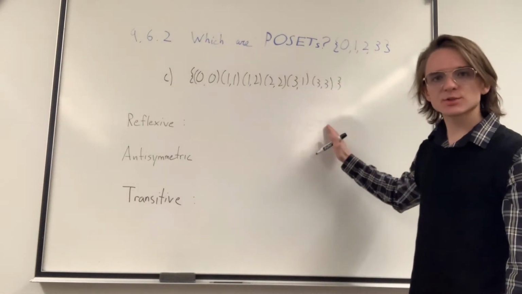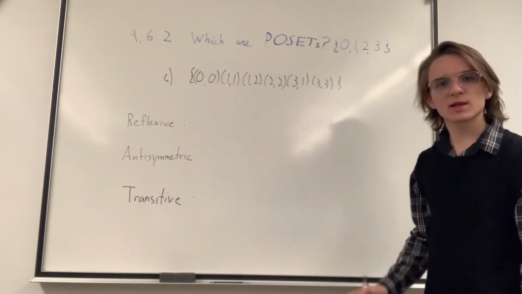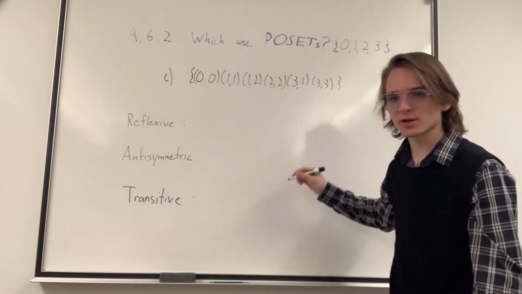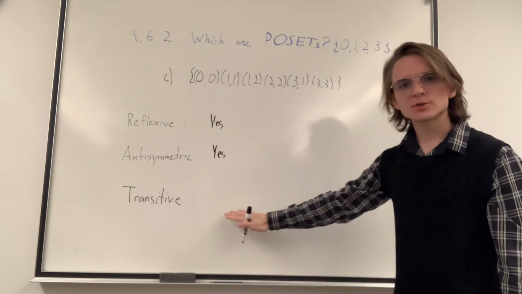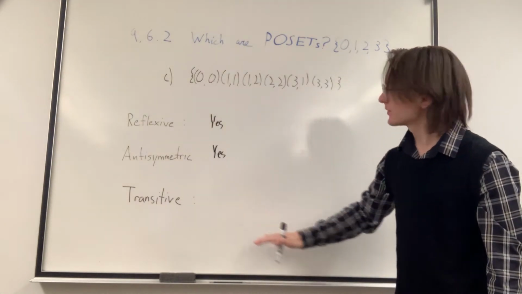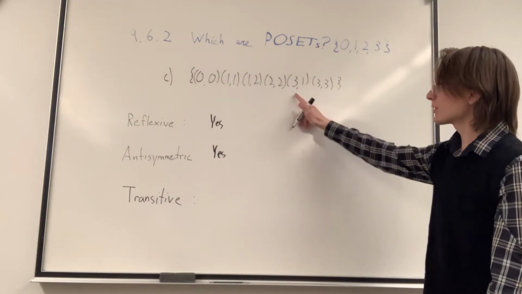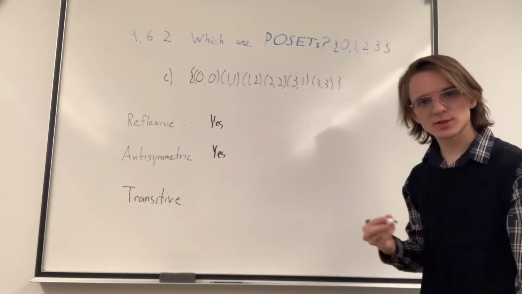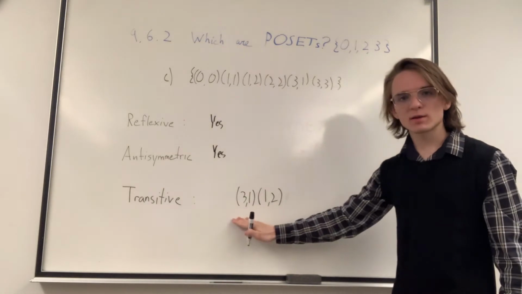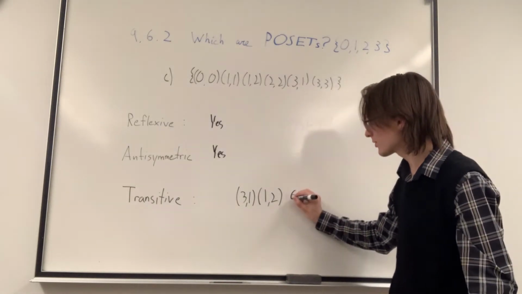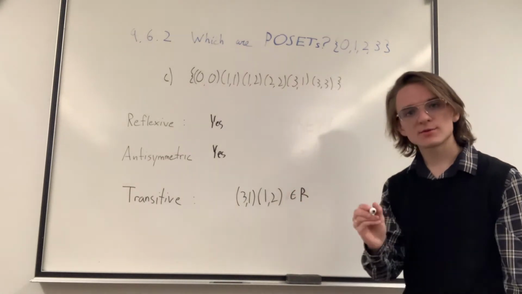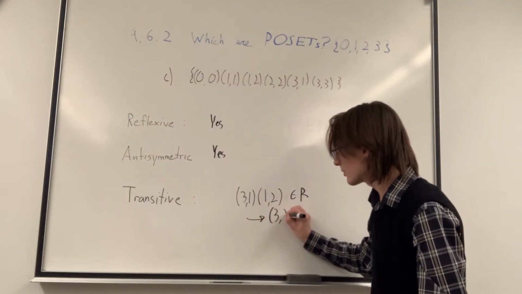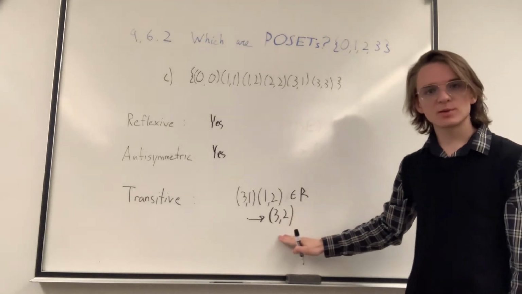Okay, moving on to the next one, just looking at it carefully, we can already tell that it is reflexive and it is also antisymmetric. But transitivity is a little trickier. So within the relation, we see the pair (3,1). We also see the pair (1,2). So let's write those down. We have (3,1) and we have (1,2), which are both in the relation. Now this implies the existence of (3,2). This should also be in the relation.